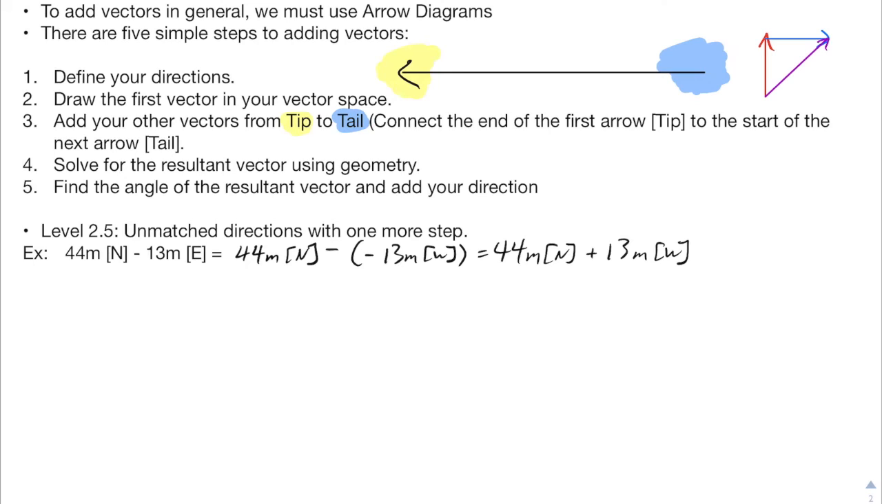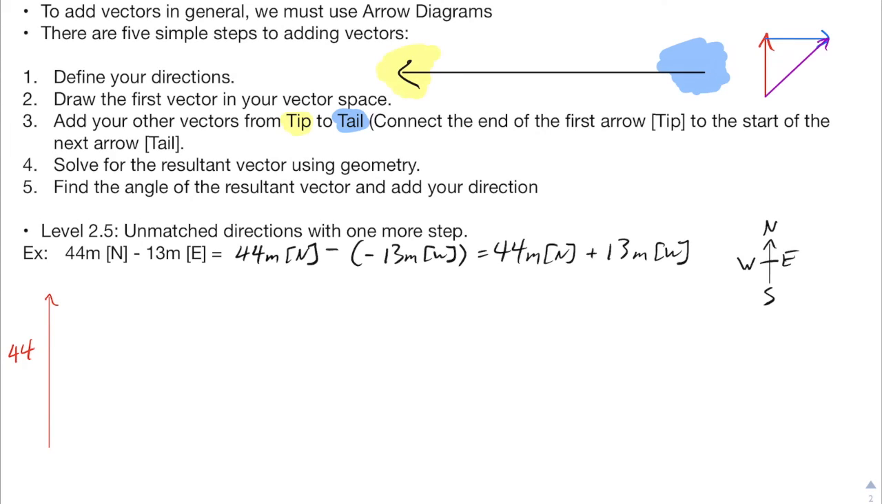Now we can add these vectors using arrow diagrams. First, we must define our directions. Here, for this page, up will be north, right will be east, down is south, and left is west, just like with regular maps. Second, we will draw our first vector in our vector space. Our vector space is simply the area that we are doing our work. So we are going to add our first vector, 44 meters north, given as our red line.